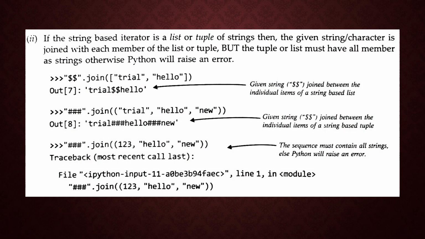Second point is, if a string based iterator is a list or tuple of strings, then the given string or character is joined with each member of the list, but the tuple or list must have all members as strings, otherwise Python will raise an error.